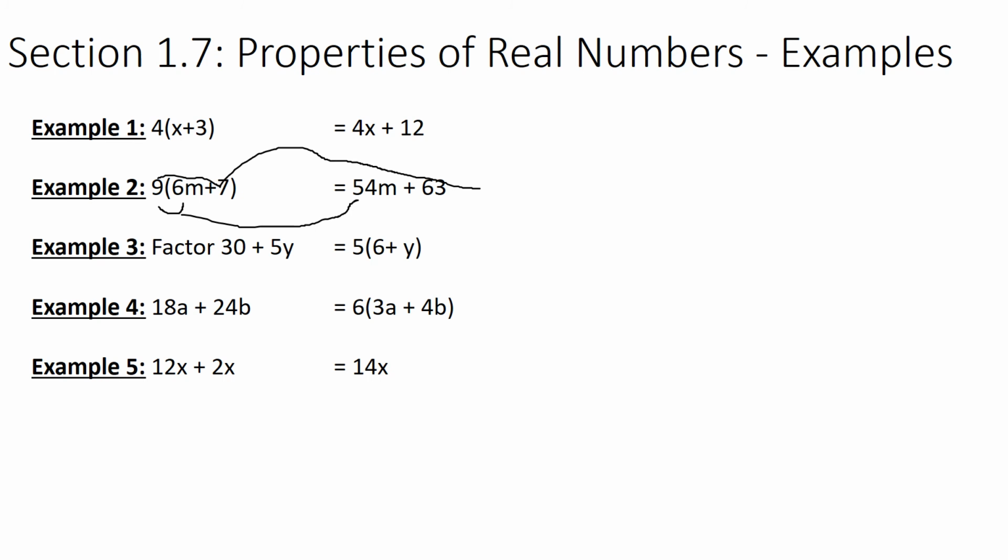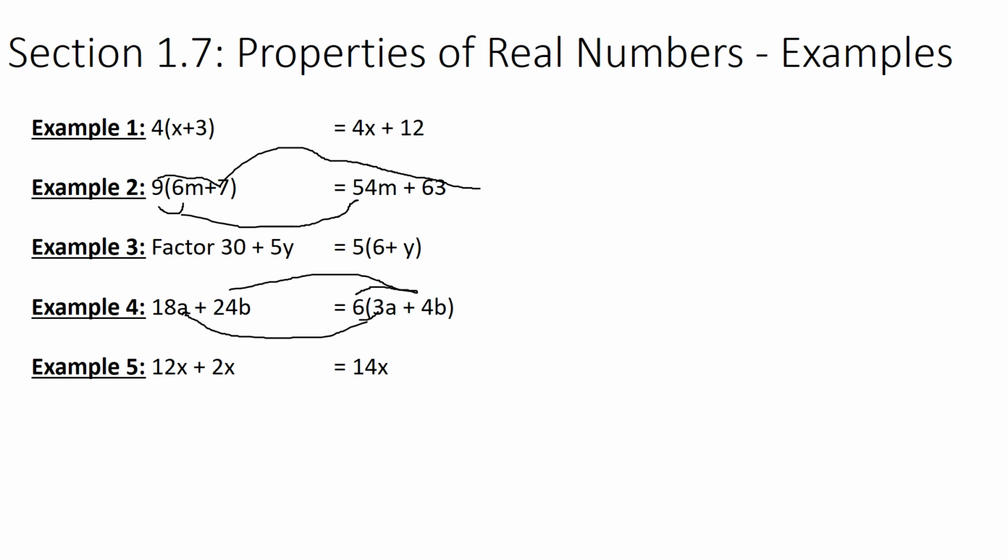18a plus 24b. Got two different variables here, but I know something going into both of those. A 6 goes into 18 3 times. 6 times 3 is 18. That leaves an a. And then 6 goes into 24 4 times. So 6 times 4 is 24. So when I split this apart, distribute this, 18a plus 24b equals 6 times the component of 3a plus 4b.